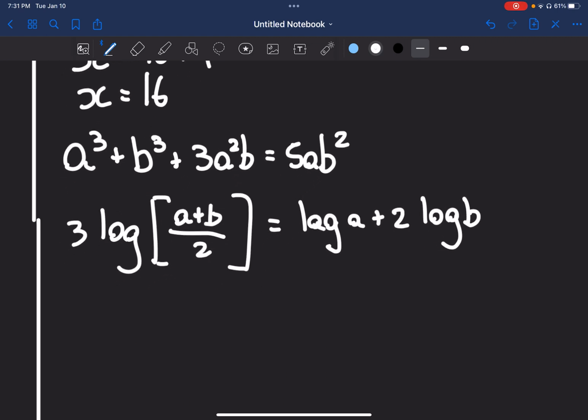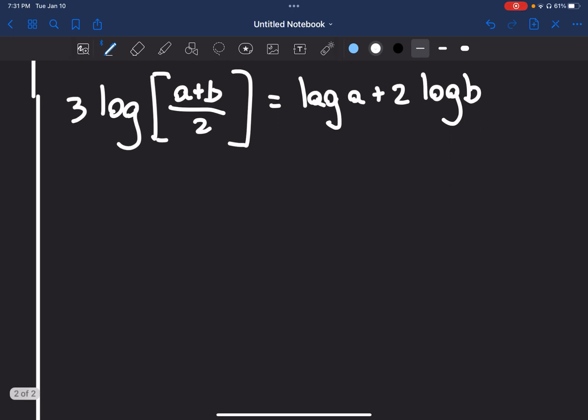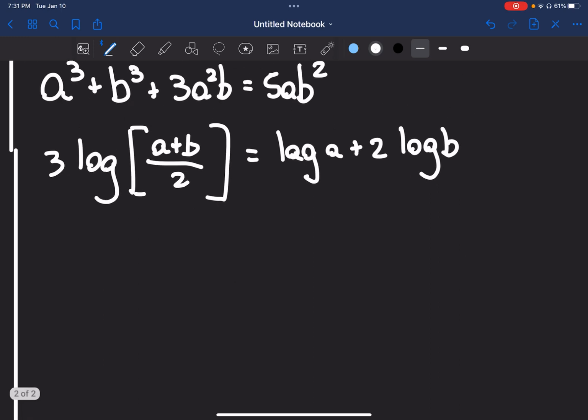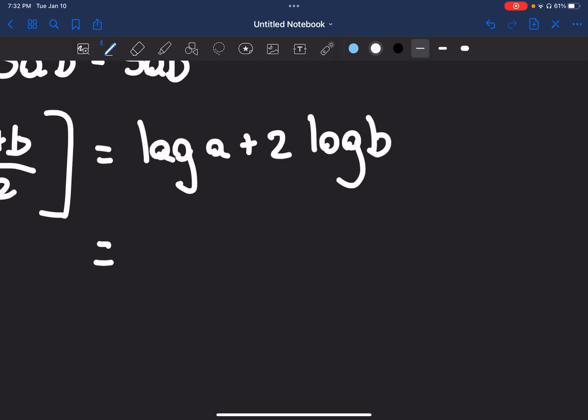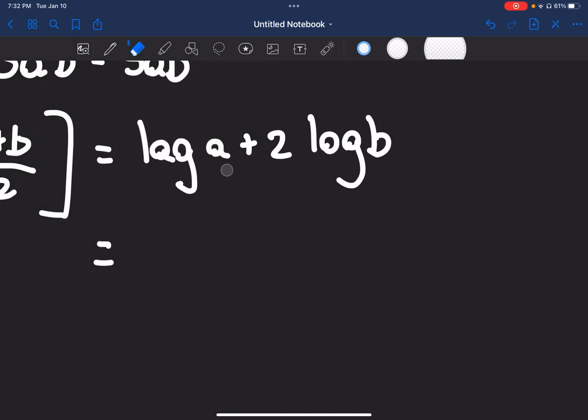Now, they give us some information in the top here, but we don't need to worry about that. What we're trying to prove is that 3 log of a plus b over 2 is equal to log a plus 2 log b. So let's start with the right hand side here. Sorry, this looks like lag, but you know what I mean. Sorry, I erased the wrong thing. This should be a, okay.